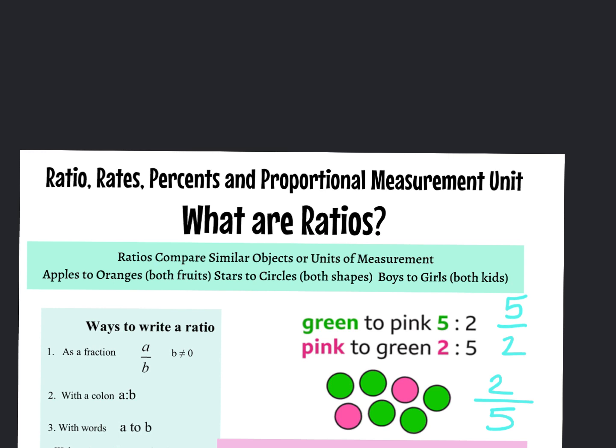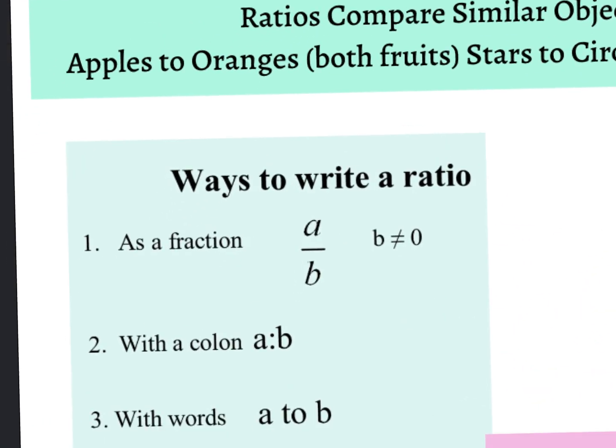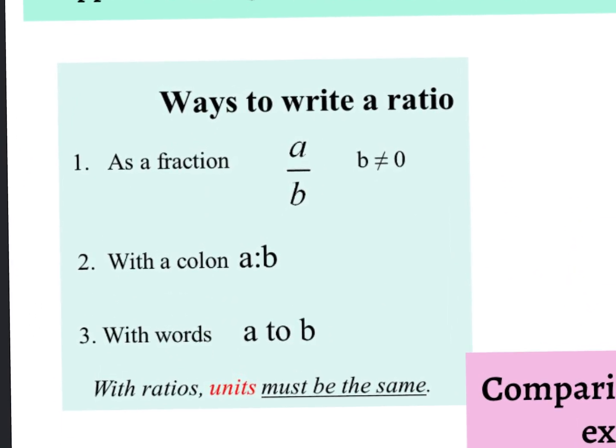You should be able to explain that a ratio is just a way to compare objects or units of measurement that are similar to one another, right? And that there are 3 ways to write a ratio. You can write it as a fraction, not as common, not as preferred, I guess. You can write it with a colon, those little snake bites. And you can also just write it using the word to when you're comparing them.